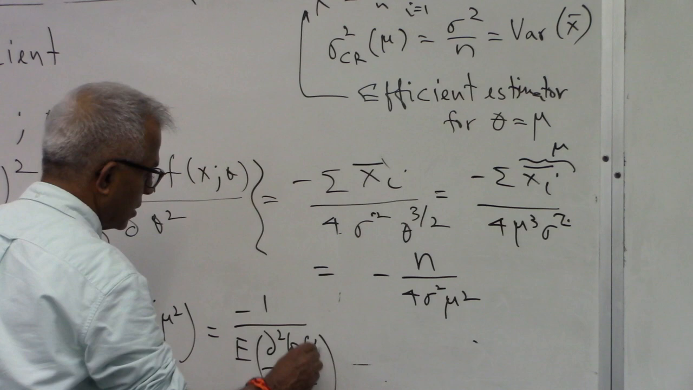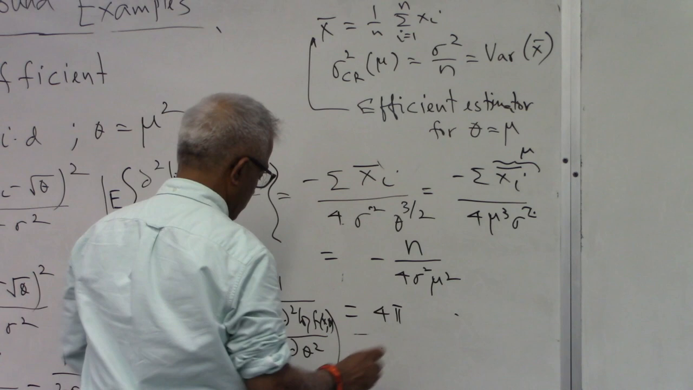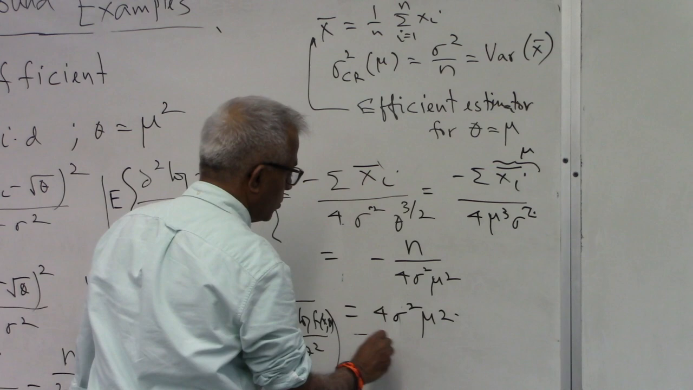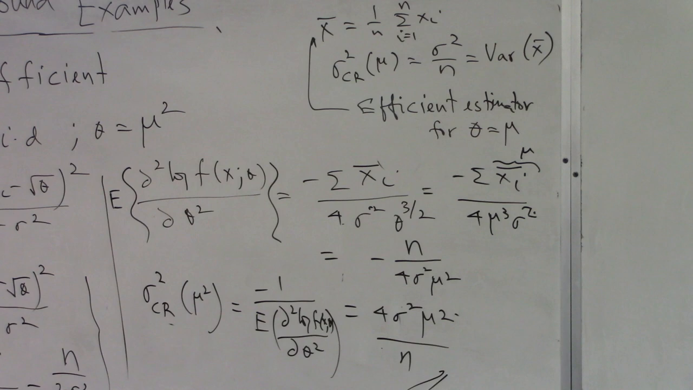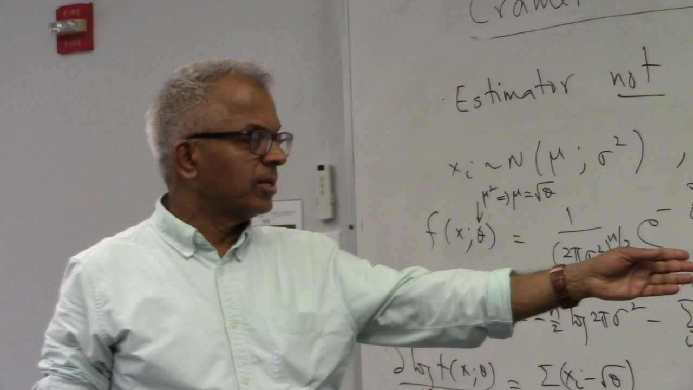There is another way to find this also. I'll come to it in a minute. So this is 1 over that, 4 sigma squared mu squared over n. Here again, the parameter is in the bound.